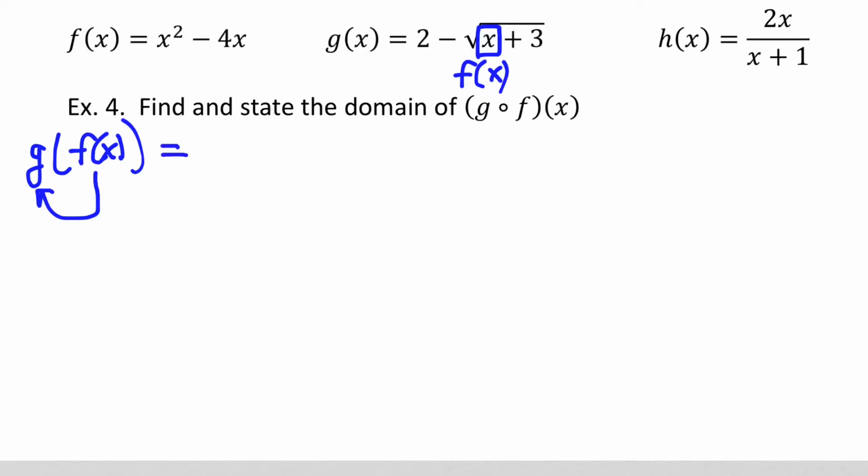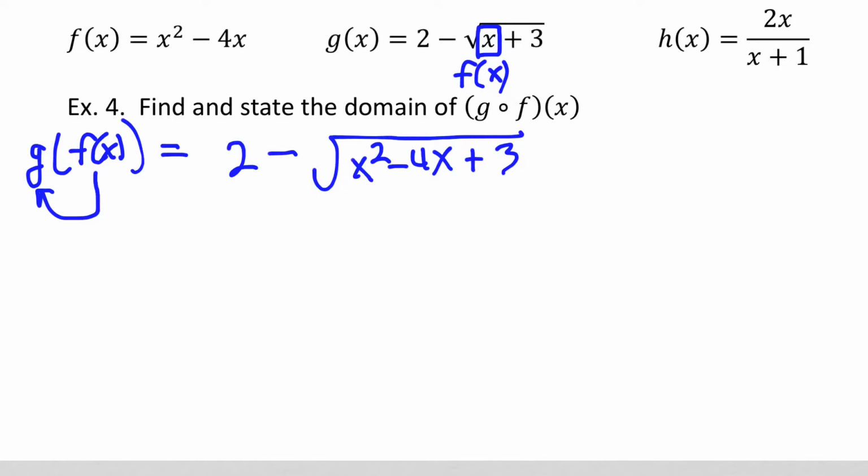So this is going to equal 2 minus, then we've got the square root, and then here we're going to put in f of x and then add 3. F of x is x squared minus 4x. And then we said add 3, that's part of the g function, and that's under the radical.